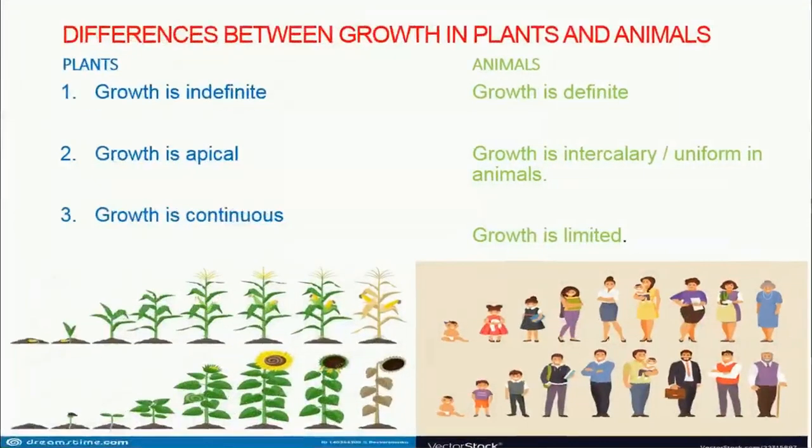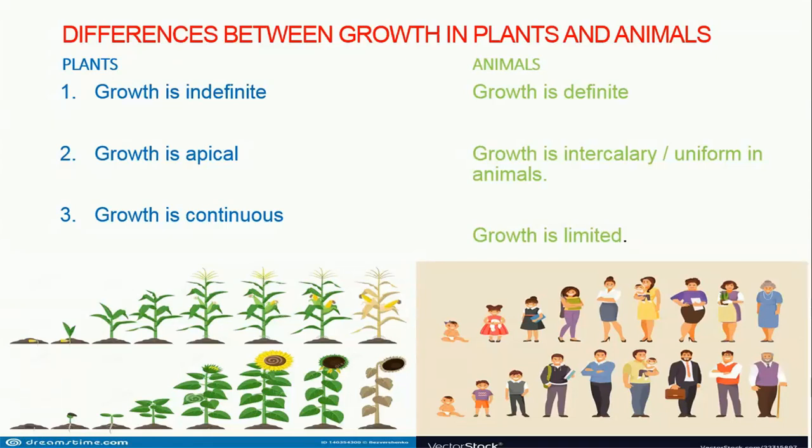Okay, let's look at the differences between growth in plants and growth in animals. Now in plants, number 1 point says growth is indefinite, while in animals growth is definite. Number 2, in plants growth is apical. It takes place only at the tip of the root or the shoot, while in animals growth is intercalary, meaning that it takes place at every part of the organism at the same time. And then number 3 point here is that in plants growth is continuous. It doesn't stop all through their lifetime, while in animals definitely growth is limited. It stops either at a particular age or at a particular time.